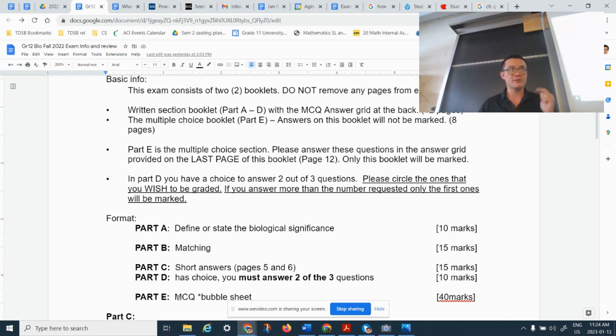So make sure you have pencil and eraser. You will not use calculators. There will be no calculators for the biology exams, so don't bring one. In fact, the cover sheet will also say calculators are not allowed for the exam, and the teacher knows that. Are we good?